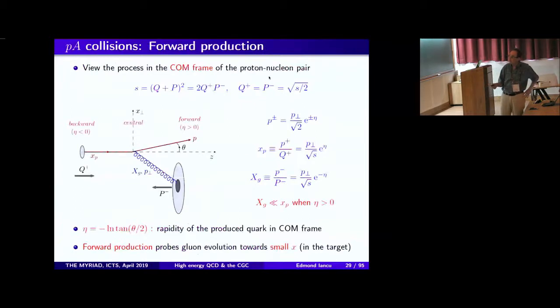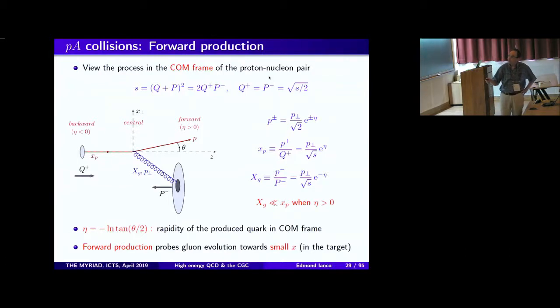It is customary to study this process, this quark-gluon fusion into a quark, in the center of mass frame of the proton-nucleon pair. The energy shown in heavy ion collisions or in proton-nucleus collisions is the energy per interacting nucleon-nucleon pair. So this S here is not the energy of the whole nucleus, but the energy of a single nucleon inside the nucleus, because that's the relevant energy. This proton scatters off one nucleon, not off the whole nucleus. Any of the protons here, but only one.